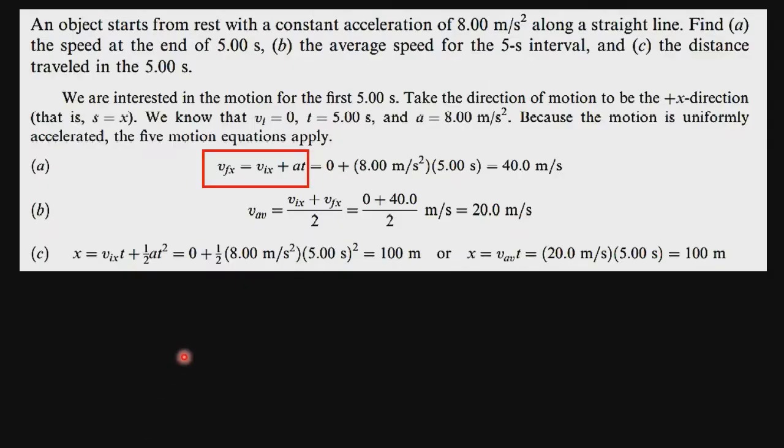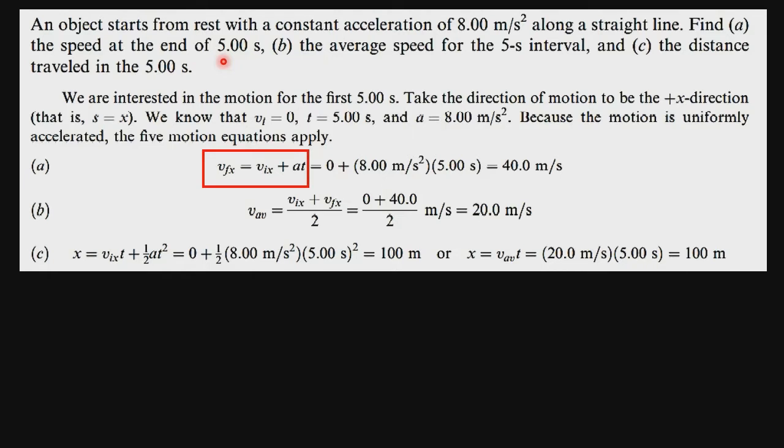Now we are going to try to solve this problem. This is again coming from the Schaum's Outline book. An object starts from rest, meaning the object has zero velocity, with a constant acceleration of 8 meters per second squared. Now we know this is an acceleration because it has a second squared in the unit, along a straight line. We are asked to find letter A, what will be the speed at the end of 5 seconds.